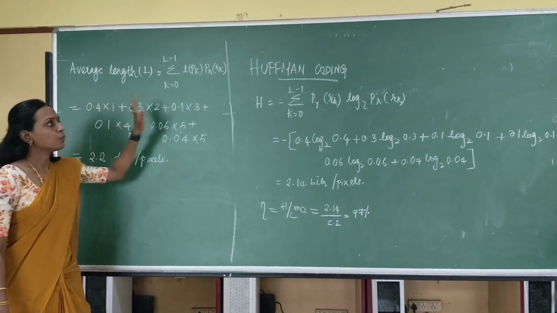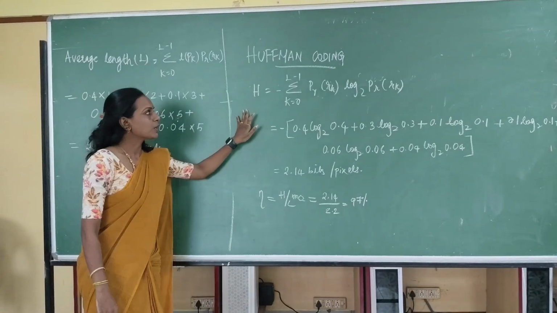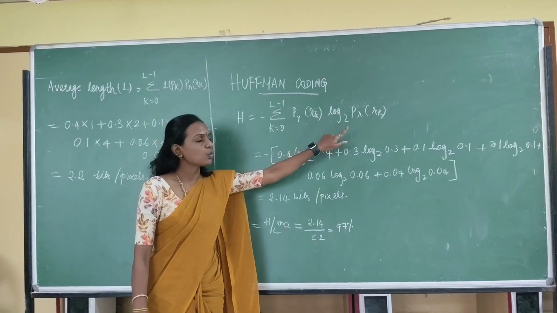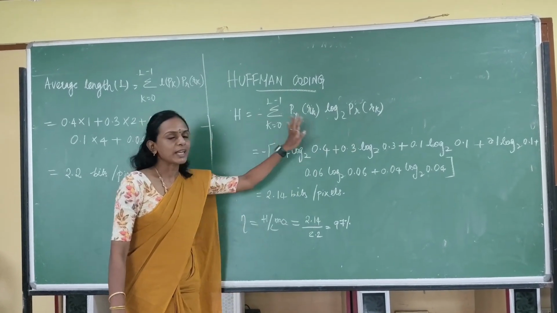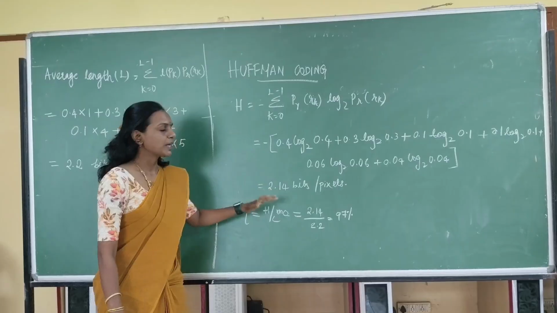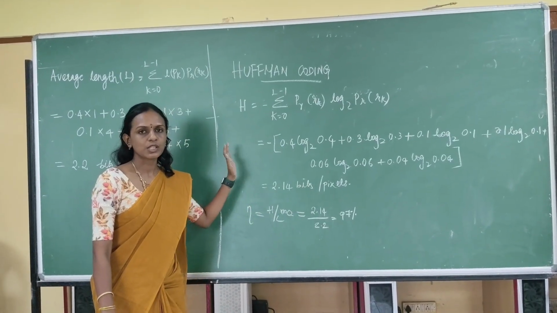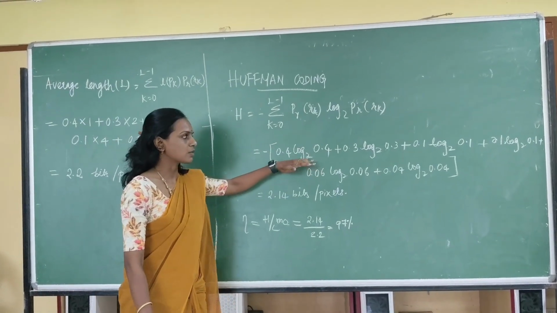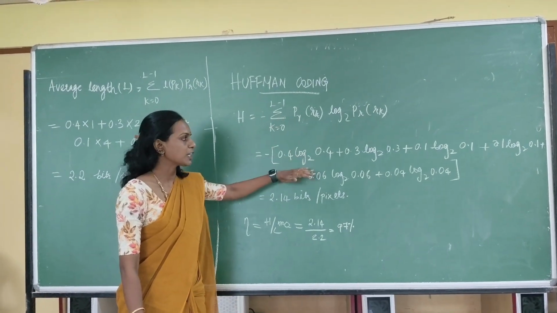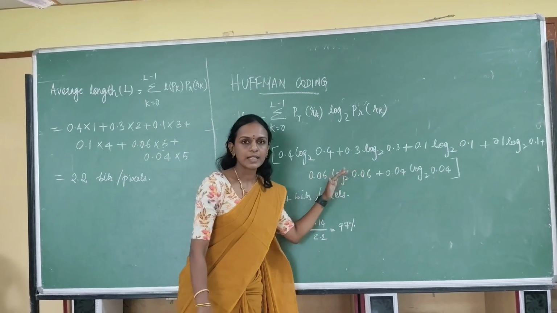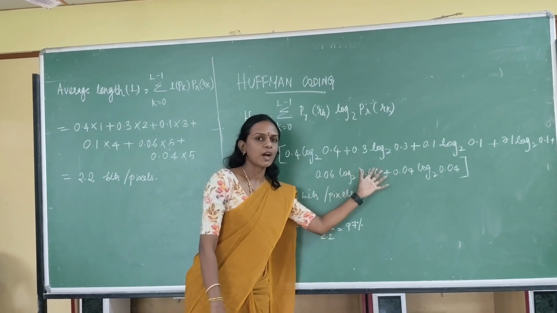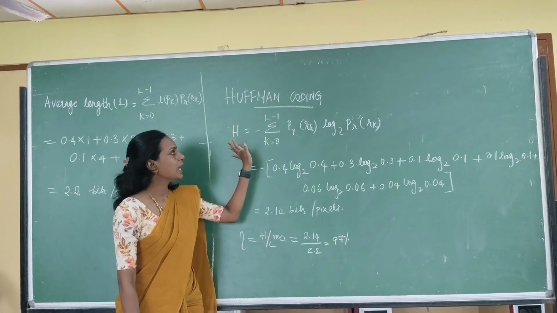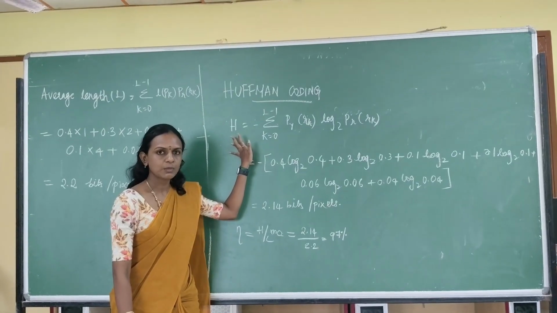Having computed the average length, we are moving on to calculating the entropy. The formula for calculating the entropy is the summation of the probability values times log base 2 of the probability values. If you expand this expression, we will be able to get the entropy for the codes that we have calculated. I'm just expanding the values as per the question that is given. Once you substitute the values in the expression, we get around 2.14 bits per pixel, which is going to be the entropy value for the Huffman coding scheme that we have computed.